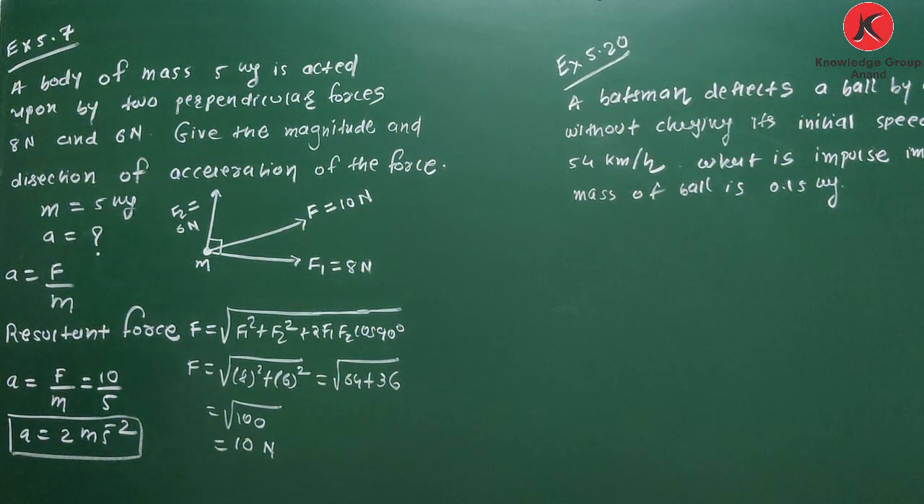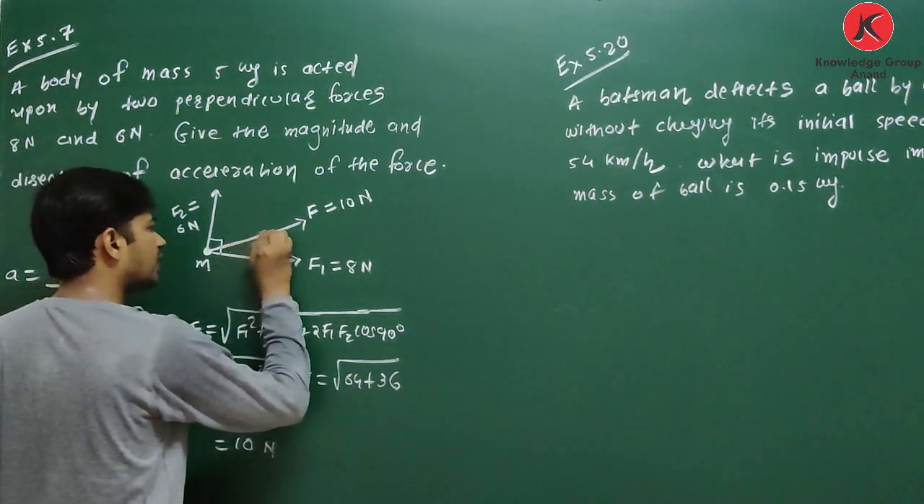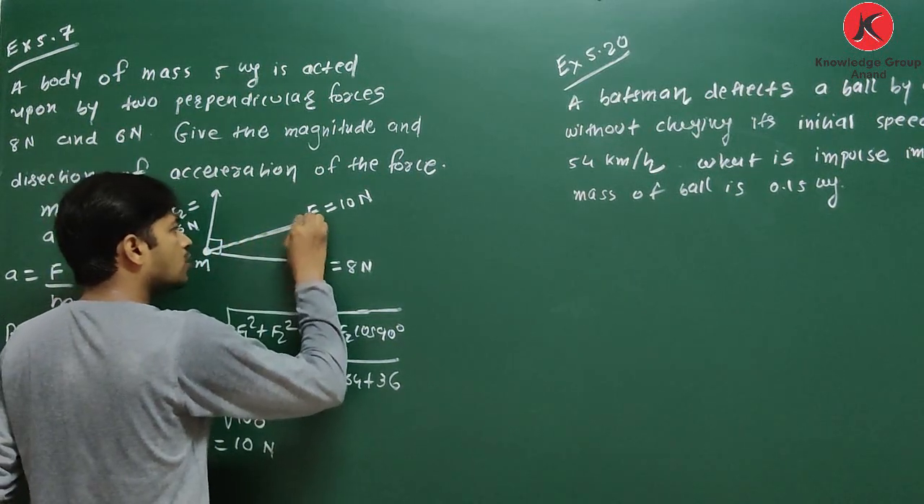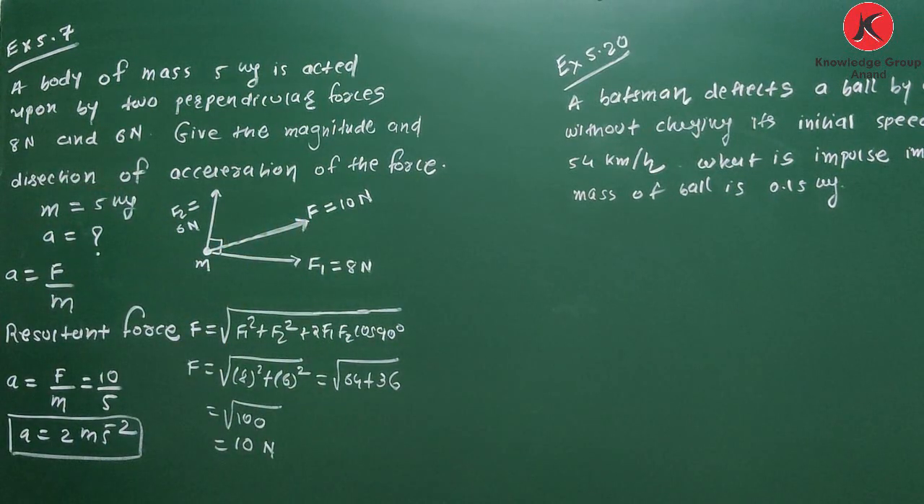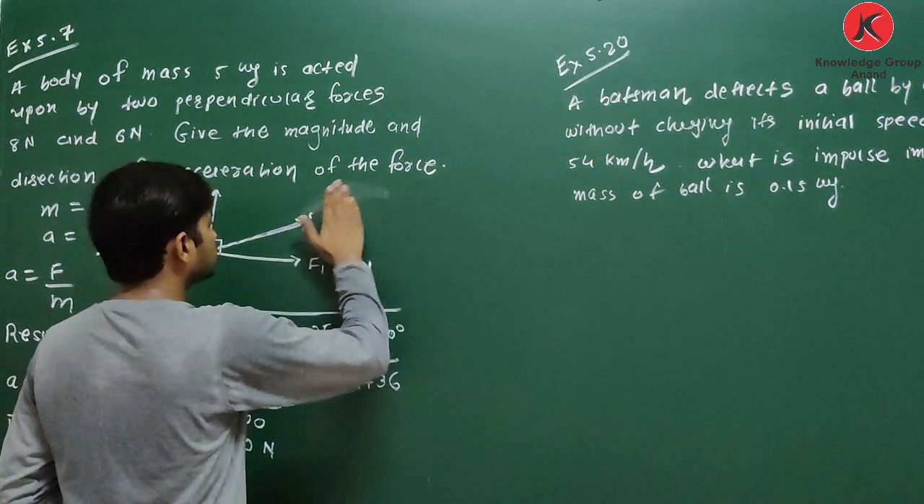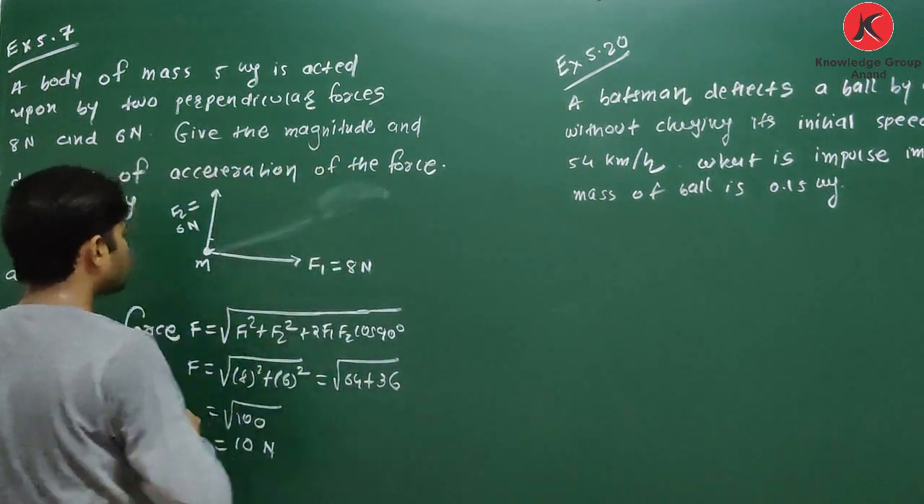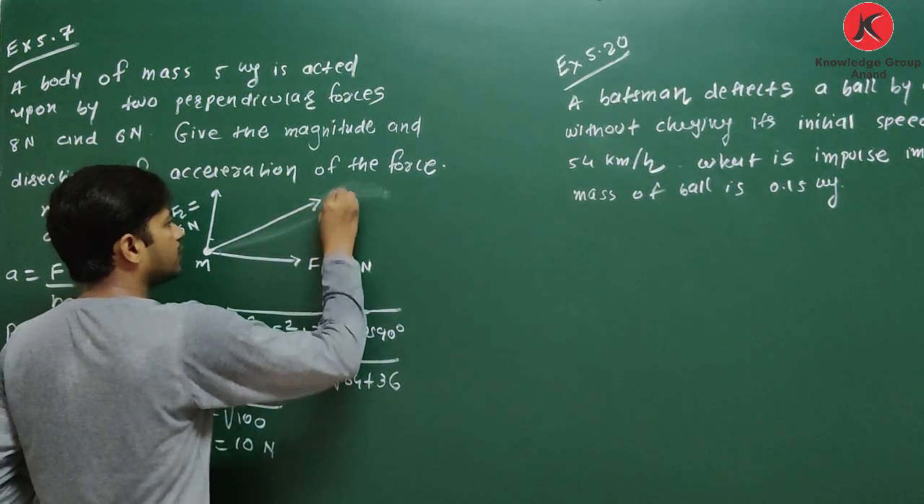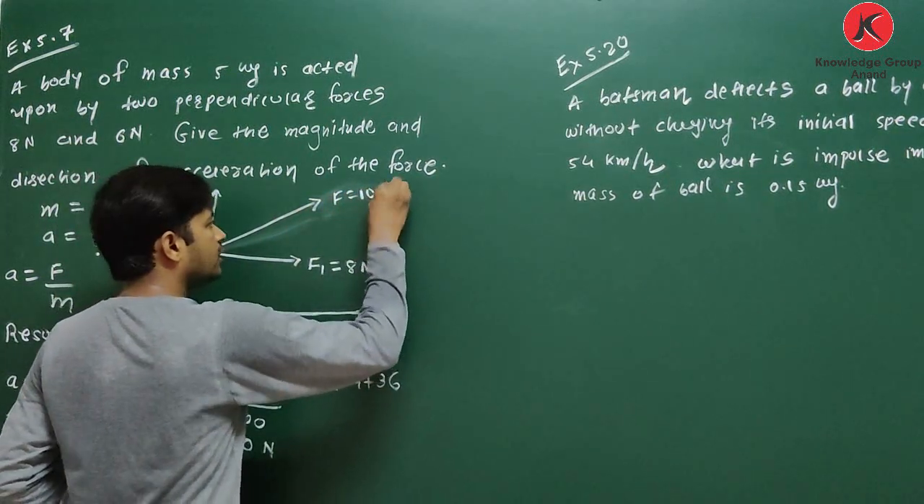And it is in the direction of the resultant force. Clear about this? How to draw the direction of the resultant force? According to the law of parallelogram, F is equal to 10.